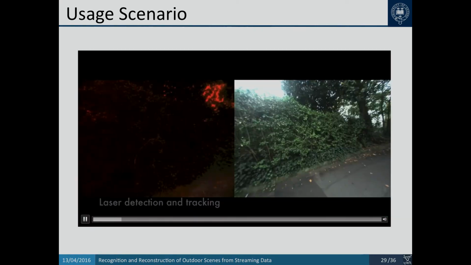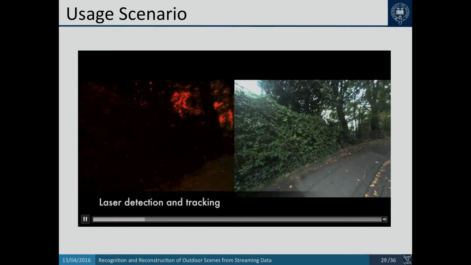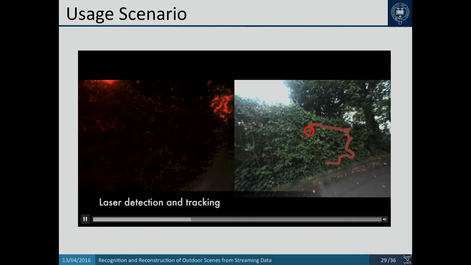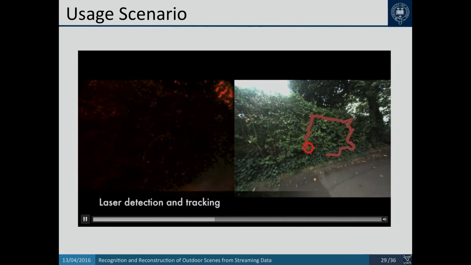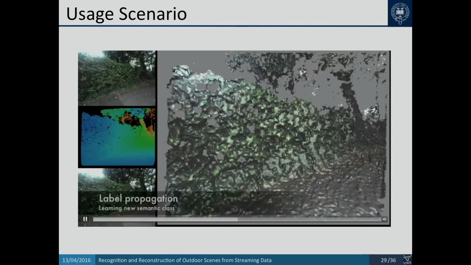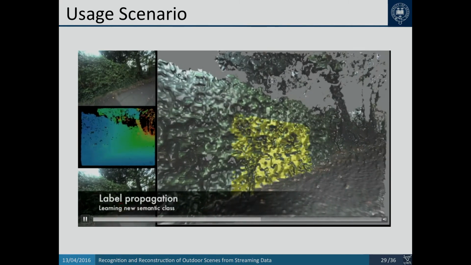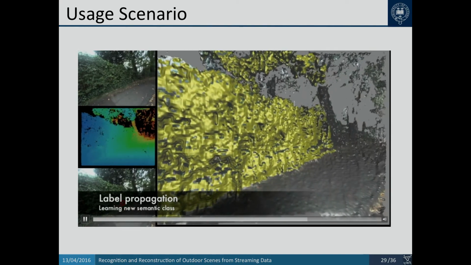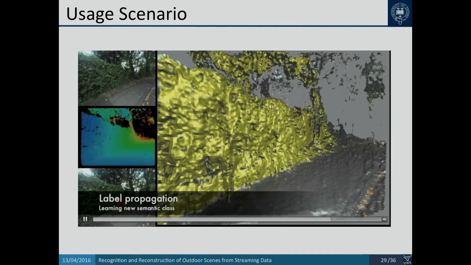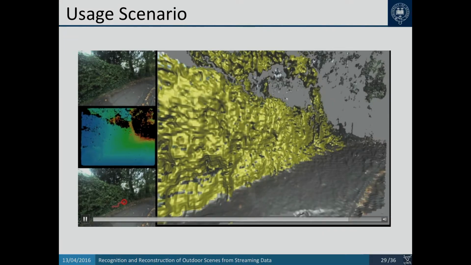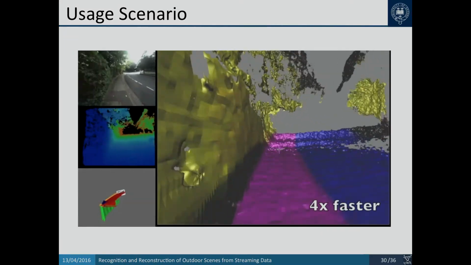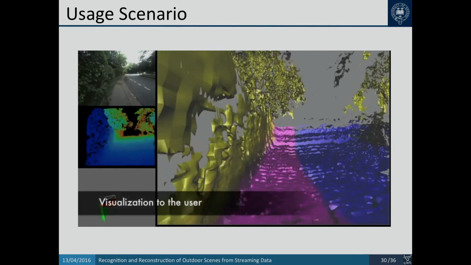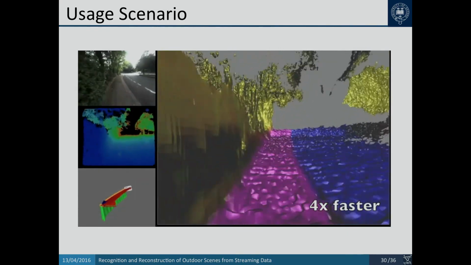Now the guide shows a new class to the algorithm. The algorithm then propagates this class into visually similar areas and learns classifiers in a background thread. And the final output that is shown to the user in the second stage looks like this. There's quite clear pavement, road, trees, stuff like that.